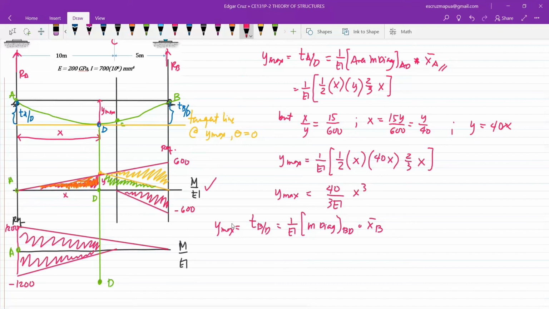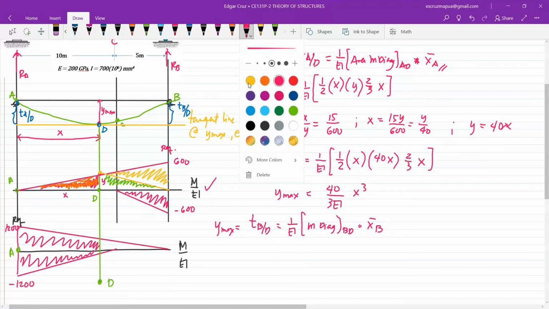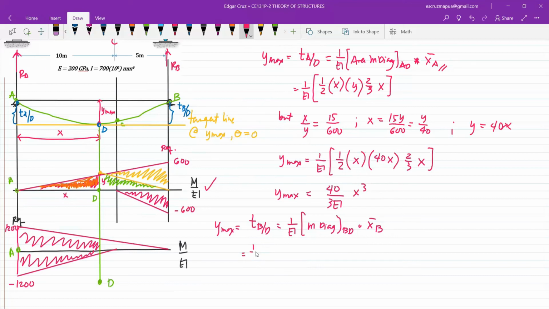So we have 3 triangles to consider here. Let's go through them one by one, so that would be 1/EI. Let's start with the yellow triangle at the top. The area is 1/2. The base, if we call x the distance on the left, would be 15 minus x. And the height of the triangle is 600.